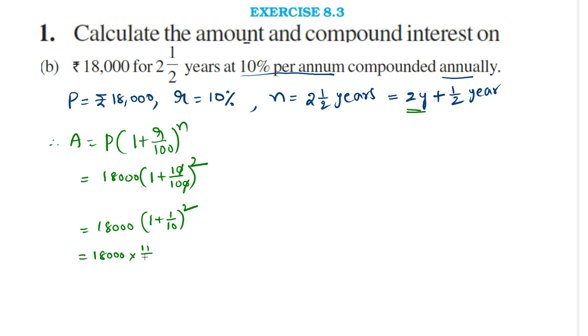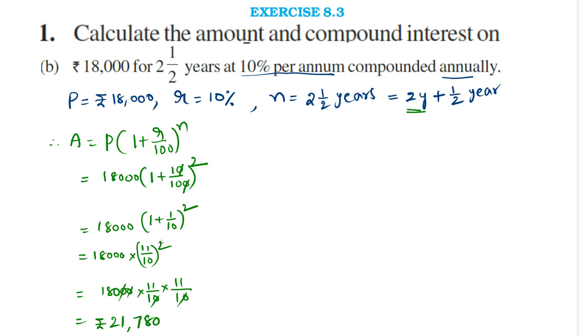So 11 by 10 whole square. This is equal to 18,000 into 11 by 10 into 11 by 10. So 0, 0 gets cancelled, 0, 0 gets cancelled. This is equal to, if we calculate that one, we will get rupees 21,780.